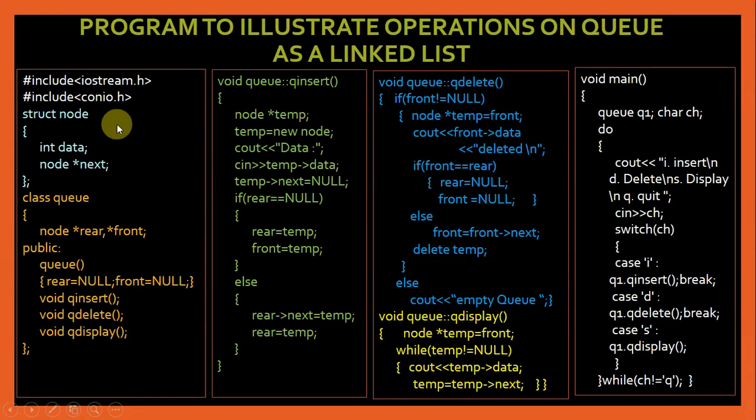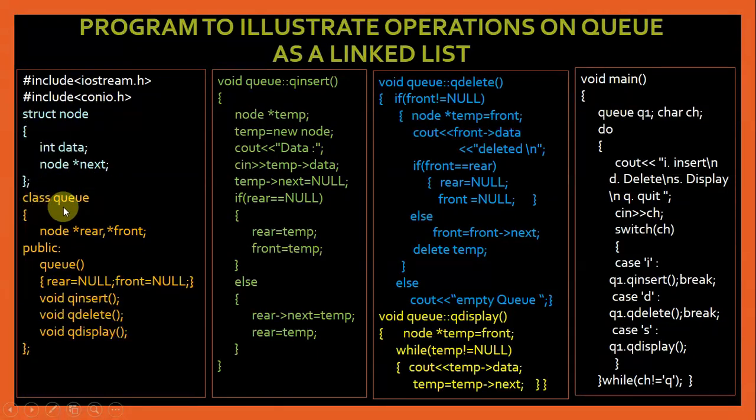Now let us do a C++ program to implement operations on queue as a linked list. Here we have included two header files, iostream.h and conio.h. Now this is a structure node in which there are two parts, the data part and the link part. In the data part we are declaring an integer variable data, and in the link part we are declaring a pointer which is of type node itself. You can see the name of the structure is node and the name of the pointer is also node, which indicates that this structure is a self-referential structure.